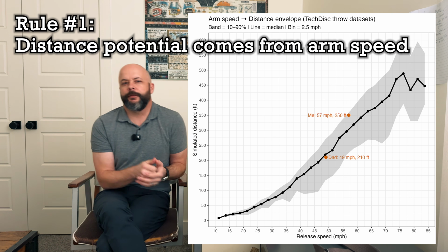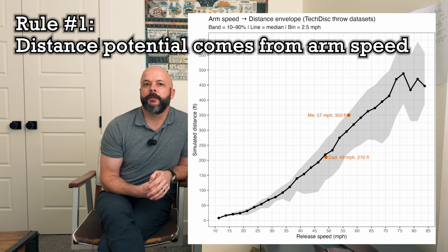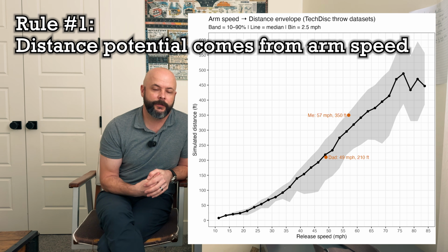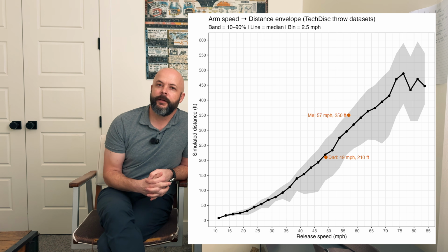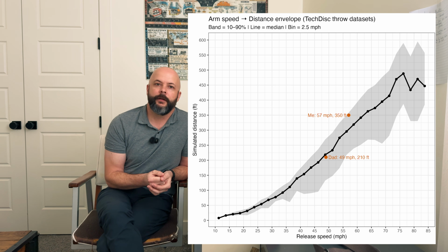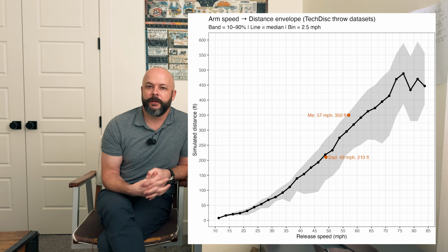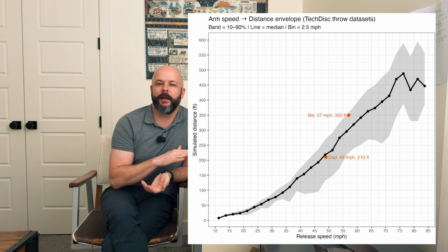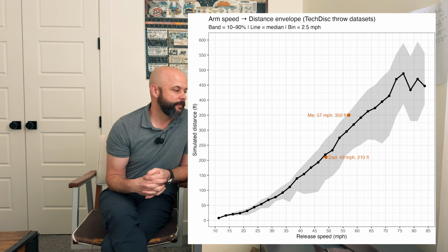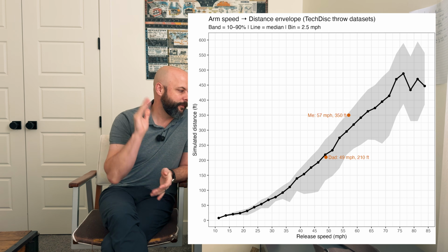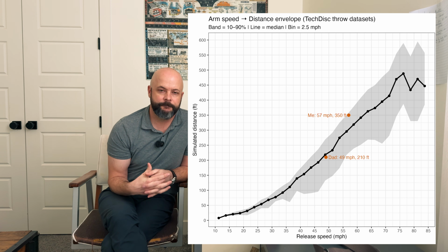So we're going to start with the first concept. That is, your arm speed dictates the range of possible distances you should be able to throw. In order to determine that, I downloaded data from the Tech Disc website of over 5,000 throws done by professionals at disc golfing events. So what you're seeing in this plot is on the x-axis, we've got our velocity in miles per hour. On the y-axis, going up, we have our simulated distance from Tech Disc.